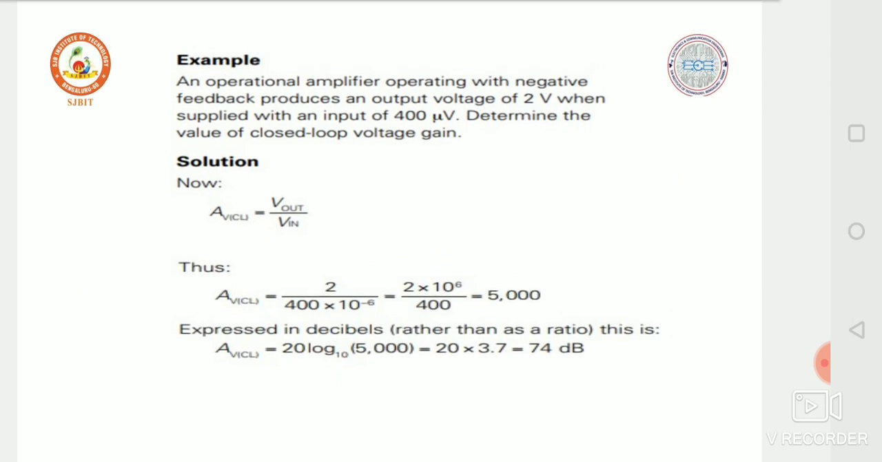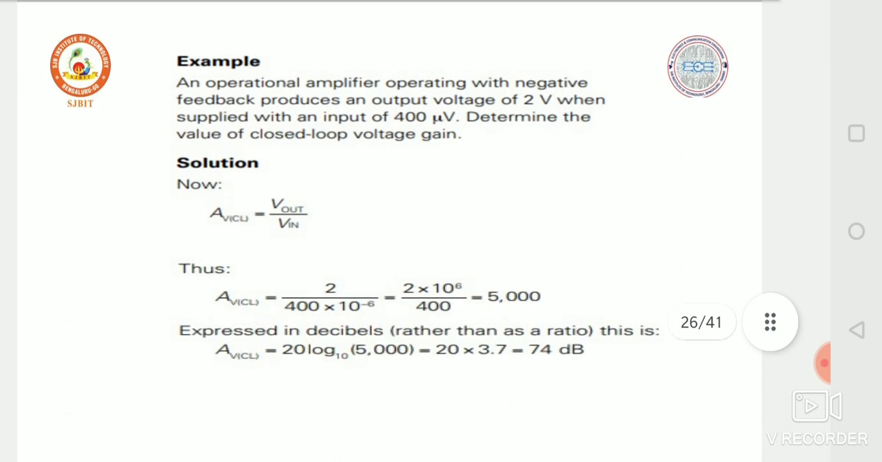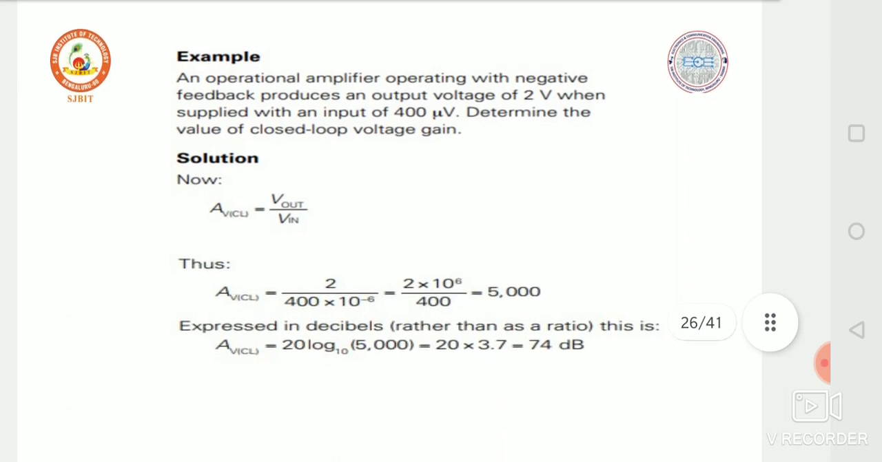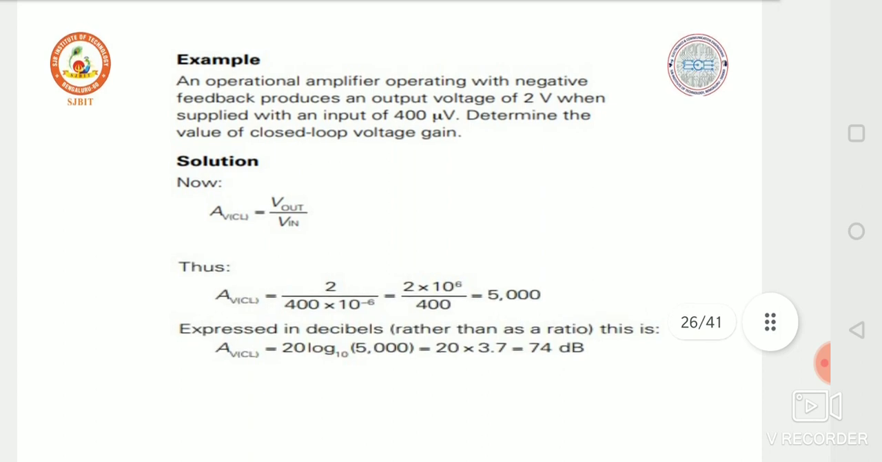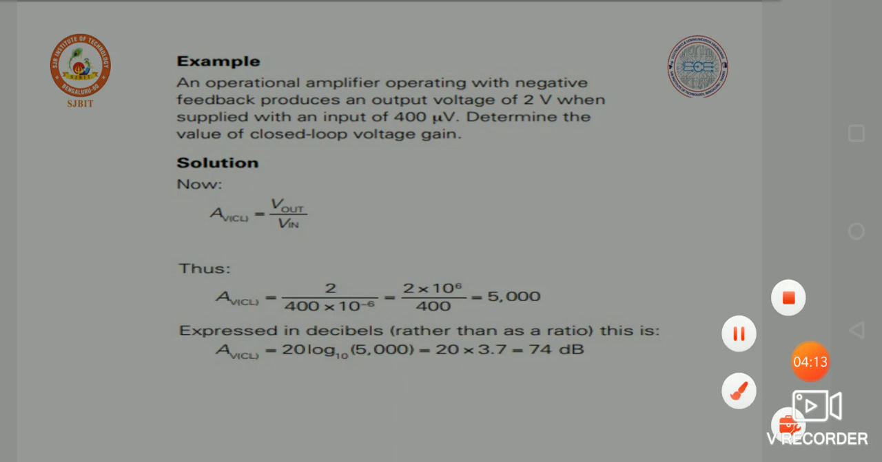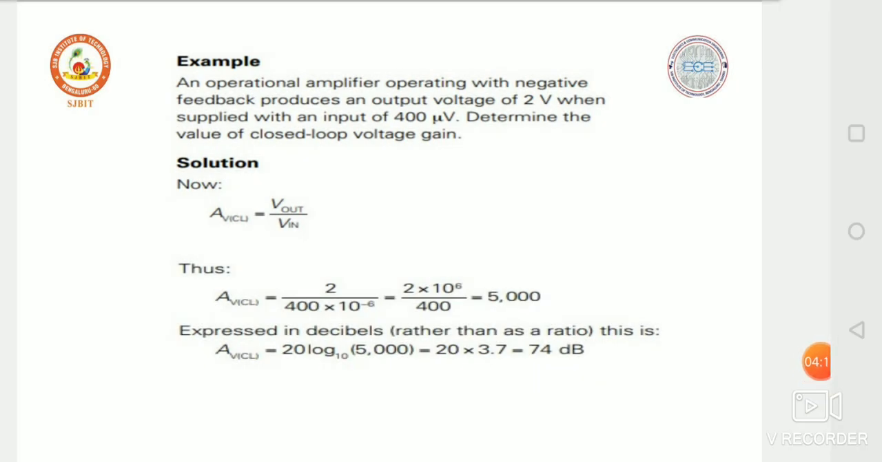We will study a small problem, which they will give for 4 marks. An operational amplifier operating with negative feedback produces an output voltage of 2 volts when supplied with an input of 400 microvolts. Determine the value of the closed loop voltage gain.